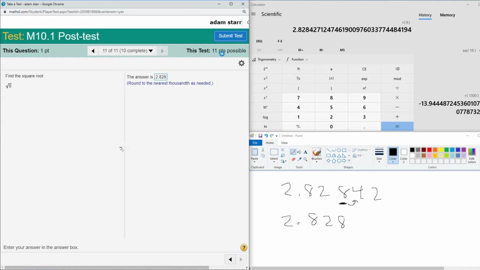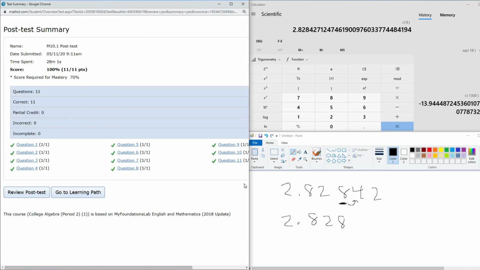And that should be the last one. Okay, so that was 10.1, again, Pythagorean theorem. And it will be due at the end of the week on Friday.